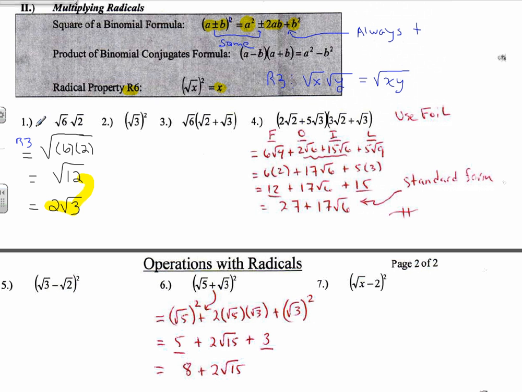Okay, the next one. All I do is use property R6. When I square a square root, all I get is the radicand. So the answer is 3.